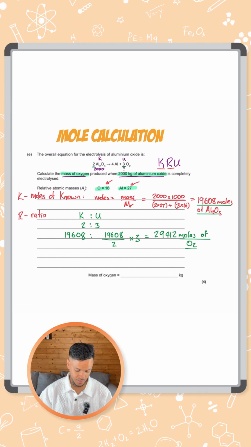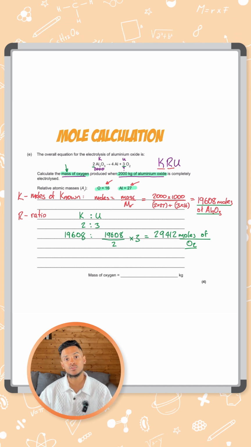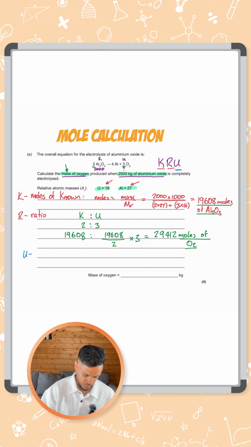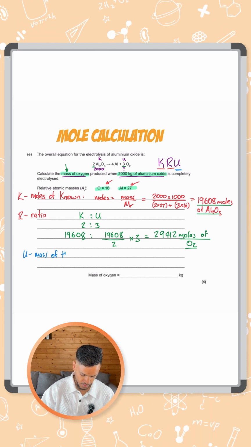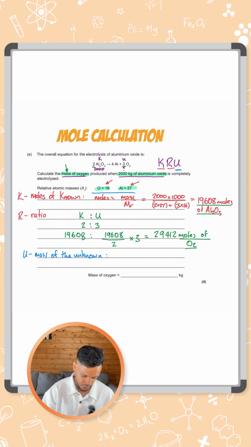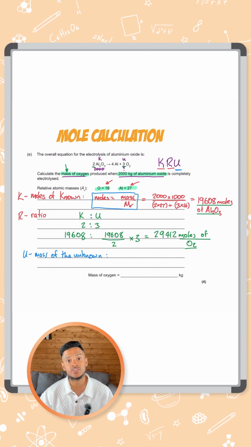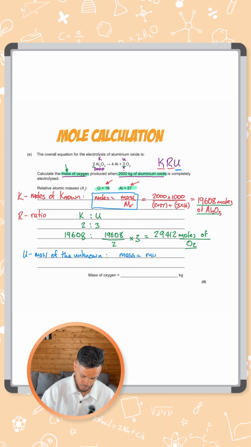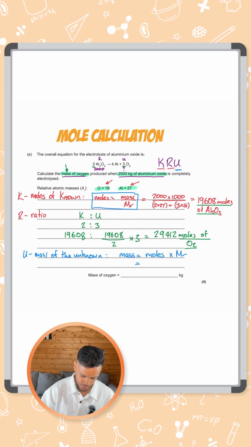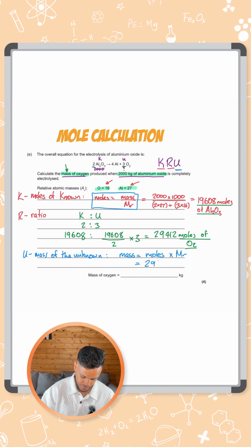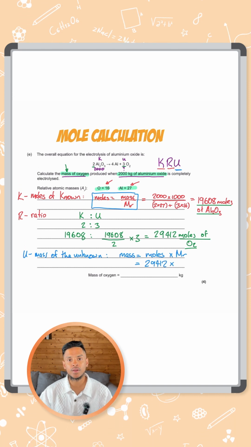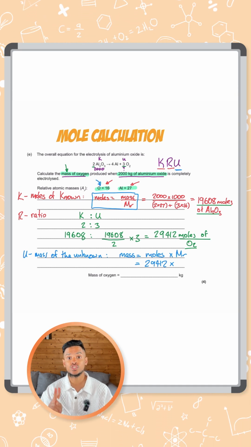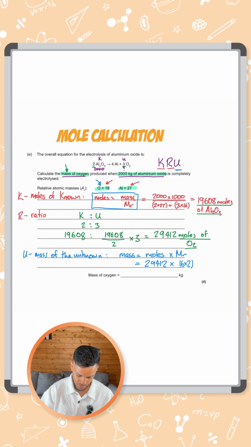We can work out what the question's asking us, which is the mass of O2, the mass of oxygen. That's our last step here in CRU, which is U, which stands for the unknown. We want the mass of the unknown. And to do that, we use the same equation as before, moles equals mass over mR, but we rearrange it to make mass the subject. When you rearrange that equation, you should get mass is equal to moles times mR. So the moles we just calculated was 29,412. We want to multiply that by the mR of O2 this time. Oxygen we already know is 16. It's O2, so that's 16 times 2, which is 32.